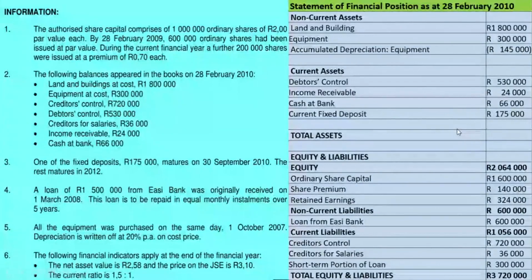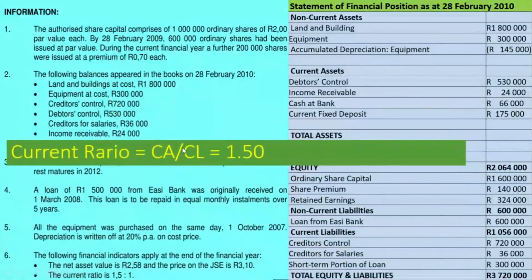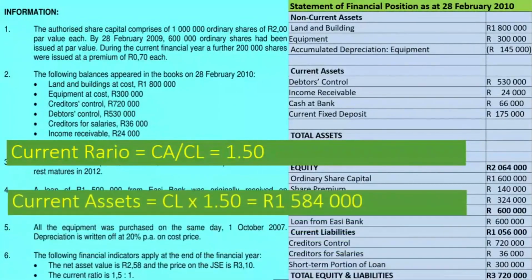So how do you calculate the current ratio? First of all, current ratio equals current assets divided by current liabilities, and the answer is 1.5 is to 1, which we are given here. So let's reverse calculate to get what the amount for current assets is. It's a simple formula. You just take the current liabilities, or the denominator, you multiply that by the current ratio, which is 1.5, and it gives us 1,584,000 rand. That will be the value of current assets.